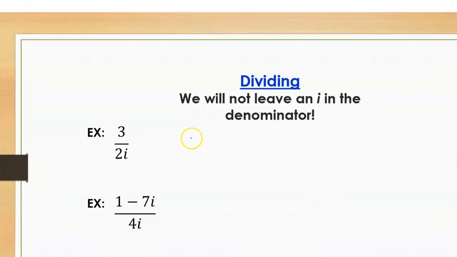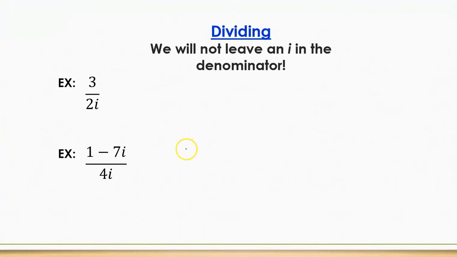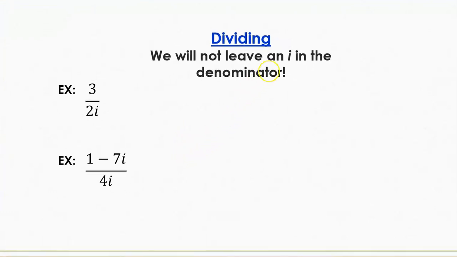Okay, what else? The main thing with division is that we are not allowed to leave i in the denominator. So it's sort of like rationalizing the denominator. It's a matter of how do we get i out of the denominator. When the denominator is just a monomial, like 2i or 4i, the easiest thing to do is to simply multiply by i over i.